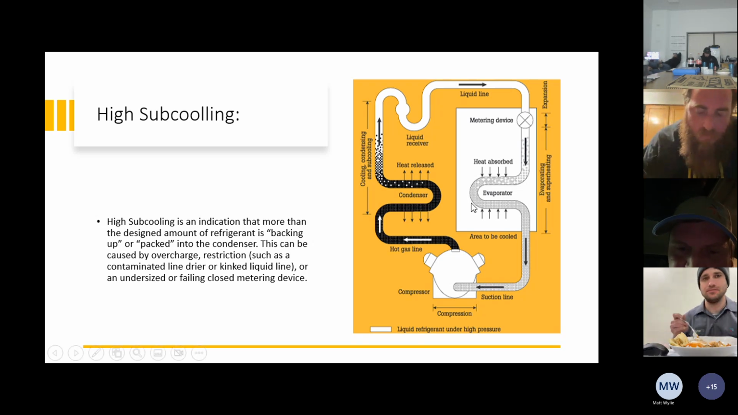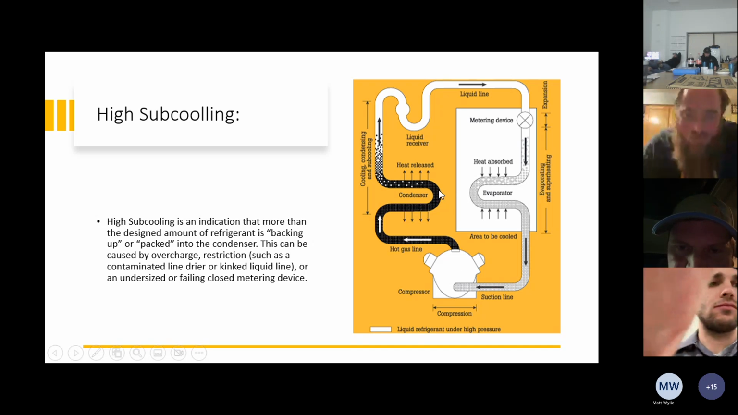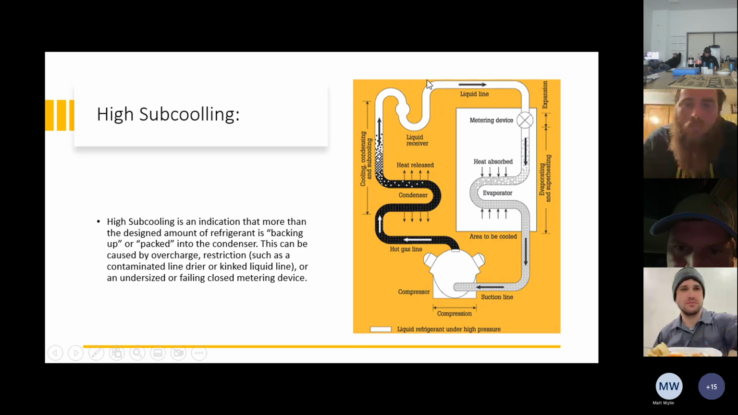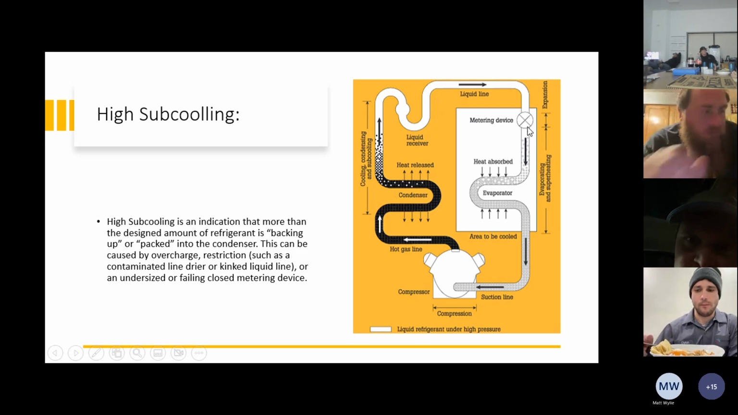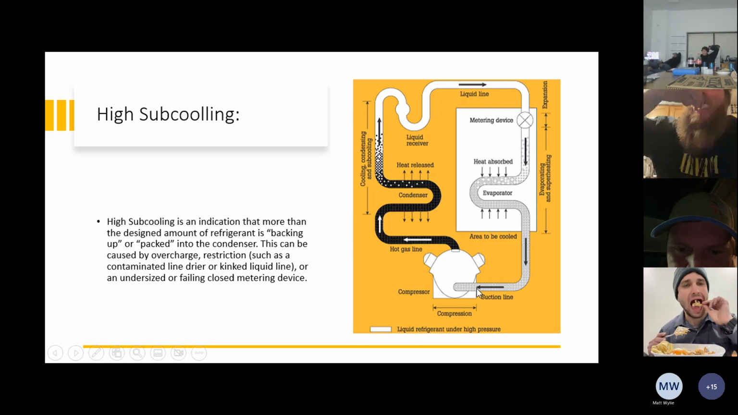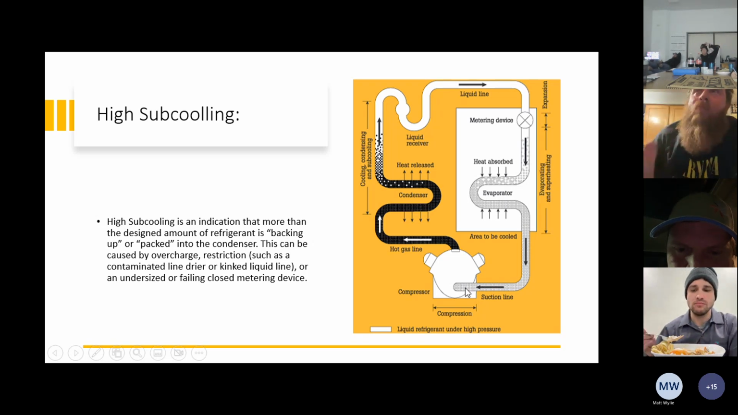Here's kind of a diagram. Here's our compressor, here's our discharge, becoming liquid in our discharge and our condenser. Here's our liquid header, liquid line, metering device. This is where heat is absorbed in the evaporator, and vapor goes back through our suction line to our compressor.